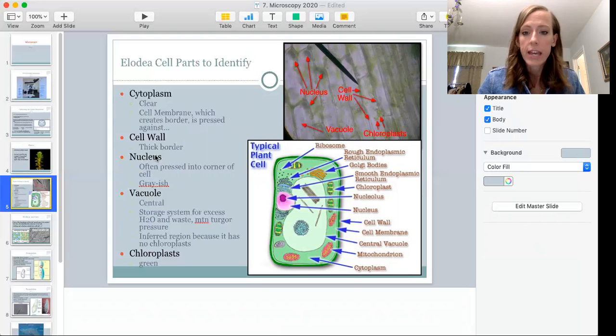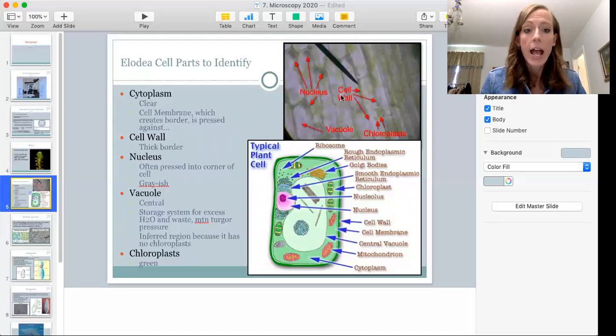The nucleus in diagrams is often shown to be kind of in the center of the cell. However, we are going to look for it as a grayish mass pressed up in the corner of the cells from the Elodea. Okay, so it's like a grayish mass pushed into the corner. You should hopefully be able to make out several of those nuclei.